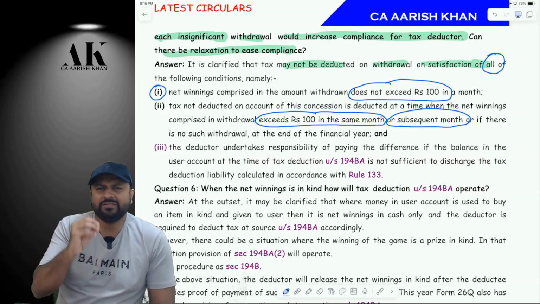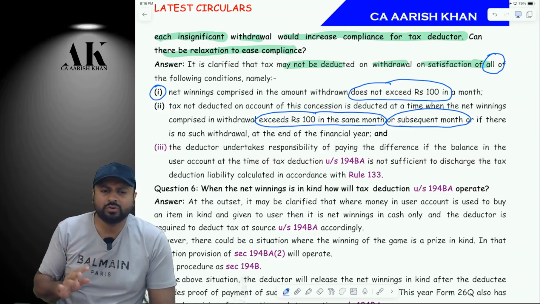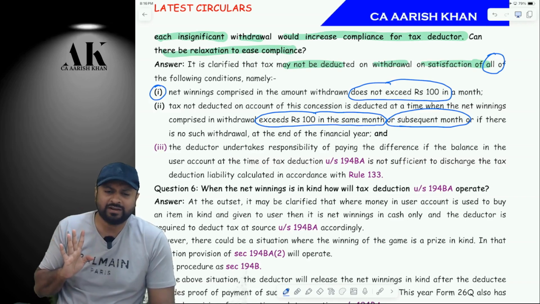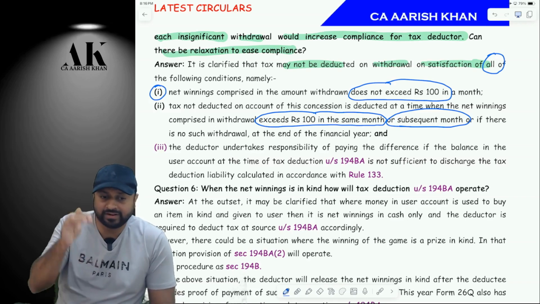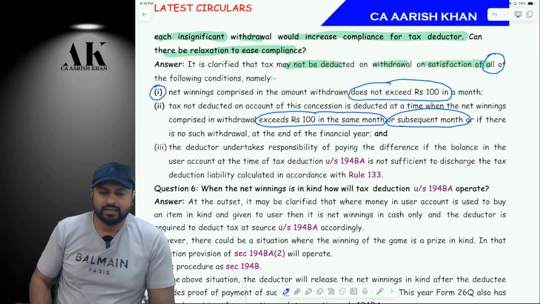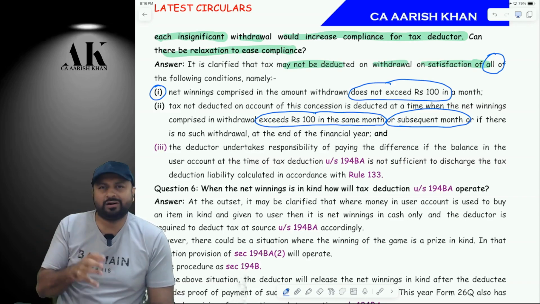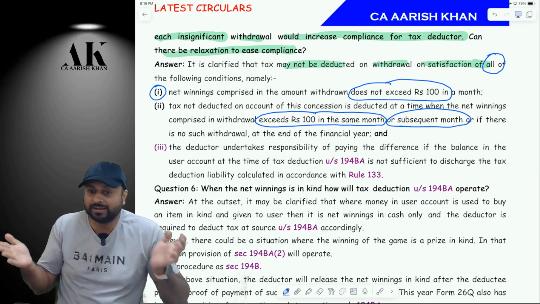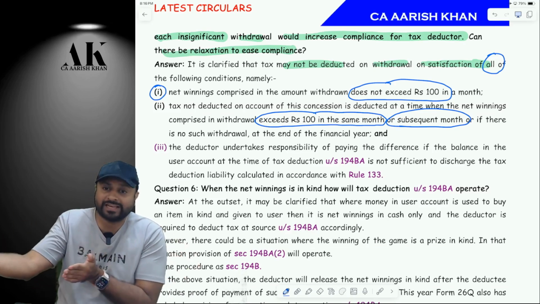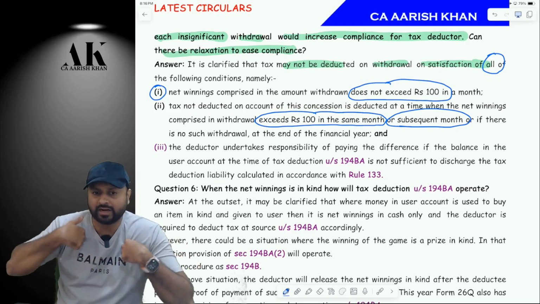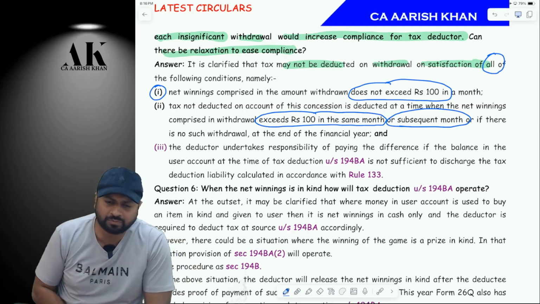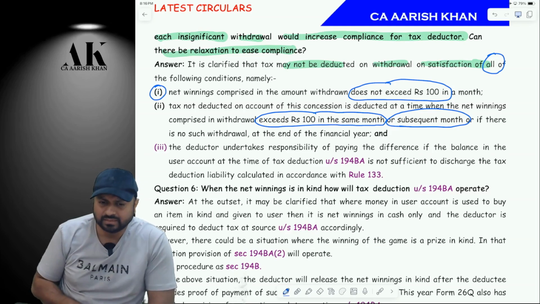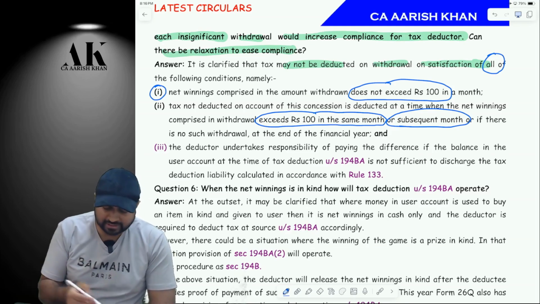So this is really for very insignificant people whose entire year's net winning is what? Tell me. Entire year's net winning is below 100 rupees. If entire year's net winning is below 100 rupees, there will not be any TDS. If initial month's net winnings is lesser, but subsequent month's net winnings is more than 100 rupees, then the deductor is liable to deduct TDS. Are you clear or not? Please tell me. And the third one is a very, very genuine problem which can arise.